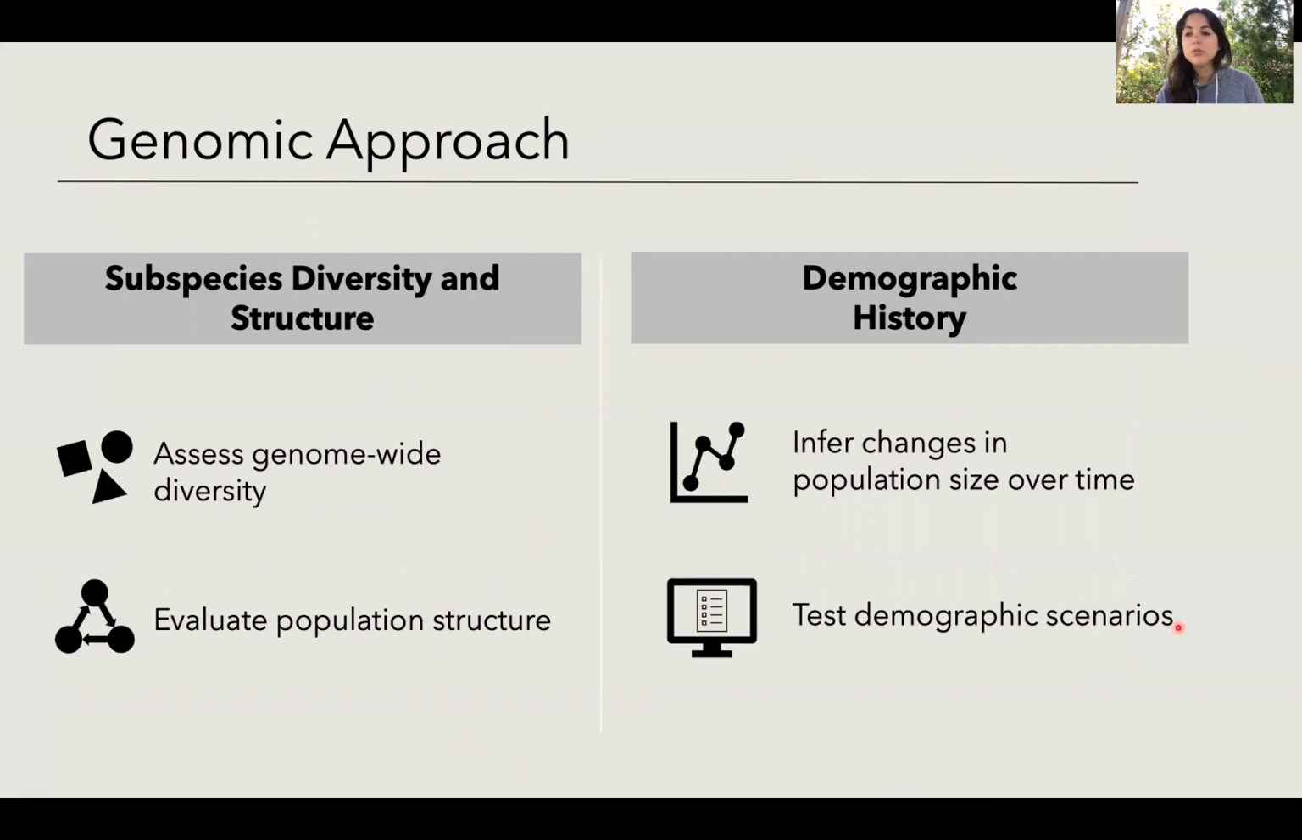And then the second portion, which really digs into that central hypothesis, where first I infer changes in population size over time and test alternative demographic scenarios using coalescent modeling to see which model may best explain the demographic trend as well as the observed patterns of diversity and structure from the first section.